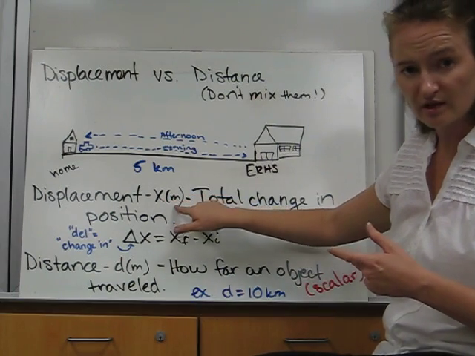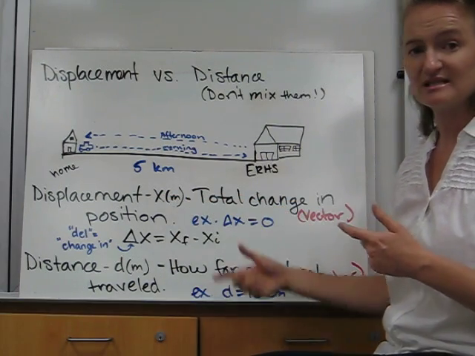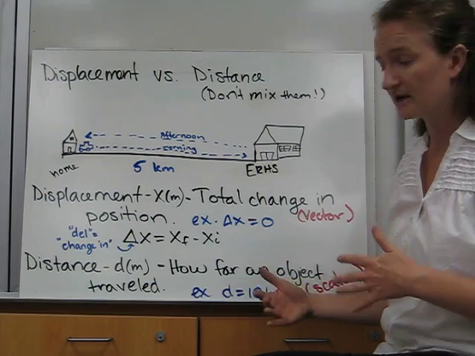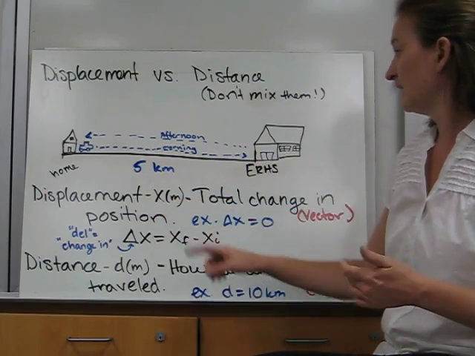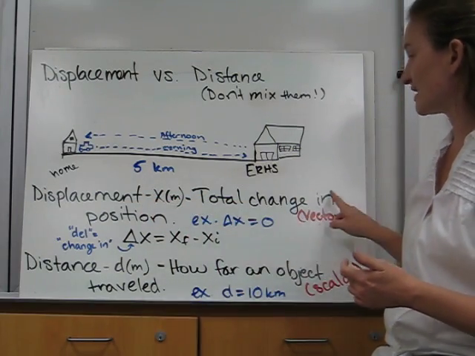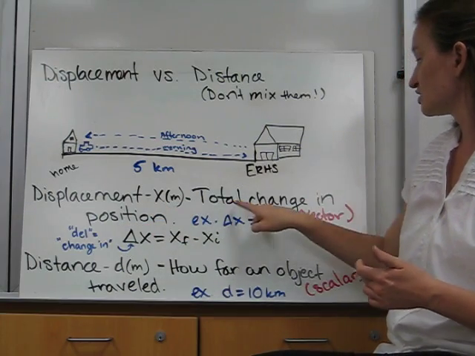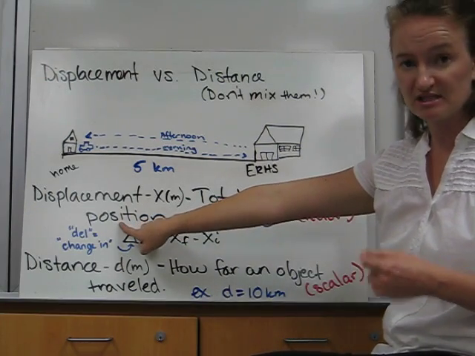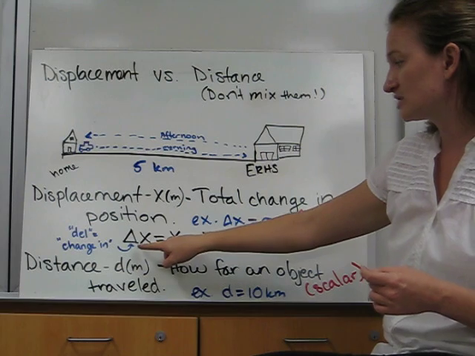Don't mix these two things up. Don't say that displacement is m. It's not. Meters are m. Displacement is x. Displacement is the total change in position. How we write this is just like this.